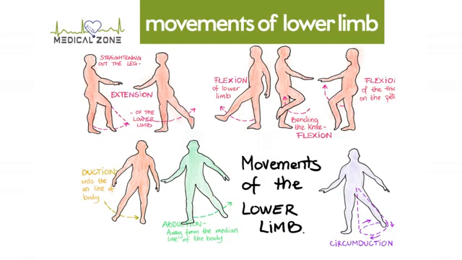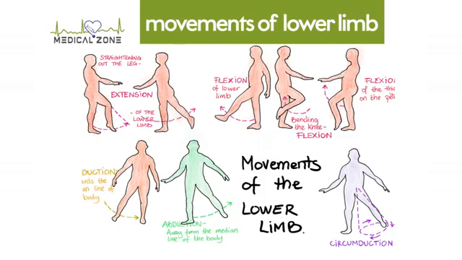Next one is movements at the lower limb. First one is flexion of thigh. When the front of the thigh comes in contact with the front of the abdomen, it is called flexion of thigh or flexion of hip joint. Opposite of flexion is extension. When a person stands erect, it is extension of thigh.